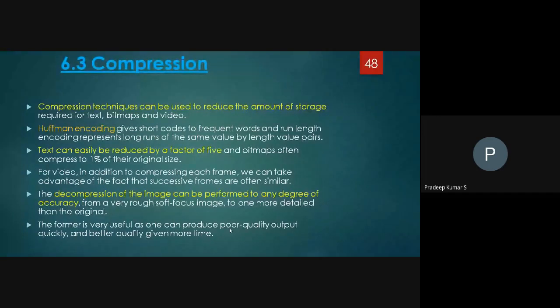You already know two things. One is that text can be reduced in the order of 5. Next, a bitmap can be compressed to 1% of the original size. Nowadays, compression-oriented technology has a lot of projects going on, especially for mobiles, because within a smaller device we can store a numerous amount of data, and at the same time we can access the data then and there. So compression technique is what is going on.